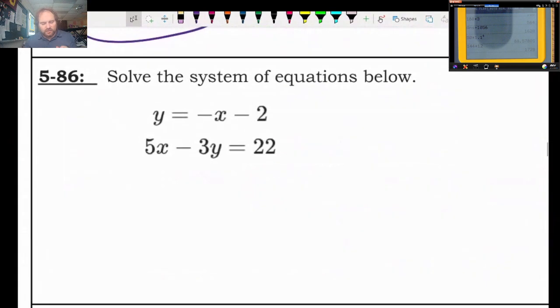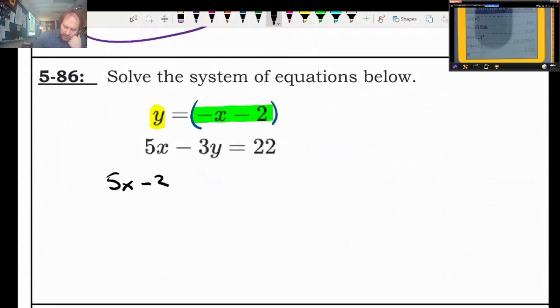586 is a system of equations problem. It's going to be a substitution system since y is equal to negative x minus 2. It's probably a good idea to put parentheses around it because that negative sign is going to cause some problems if we don't anticipate it. So let's take the bottom equation and rewrite it. This time we're going to replace y with negative x minus 2.